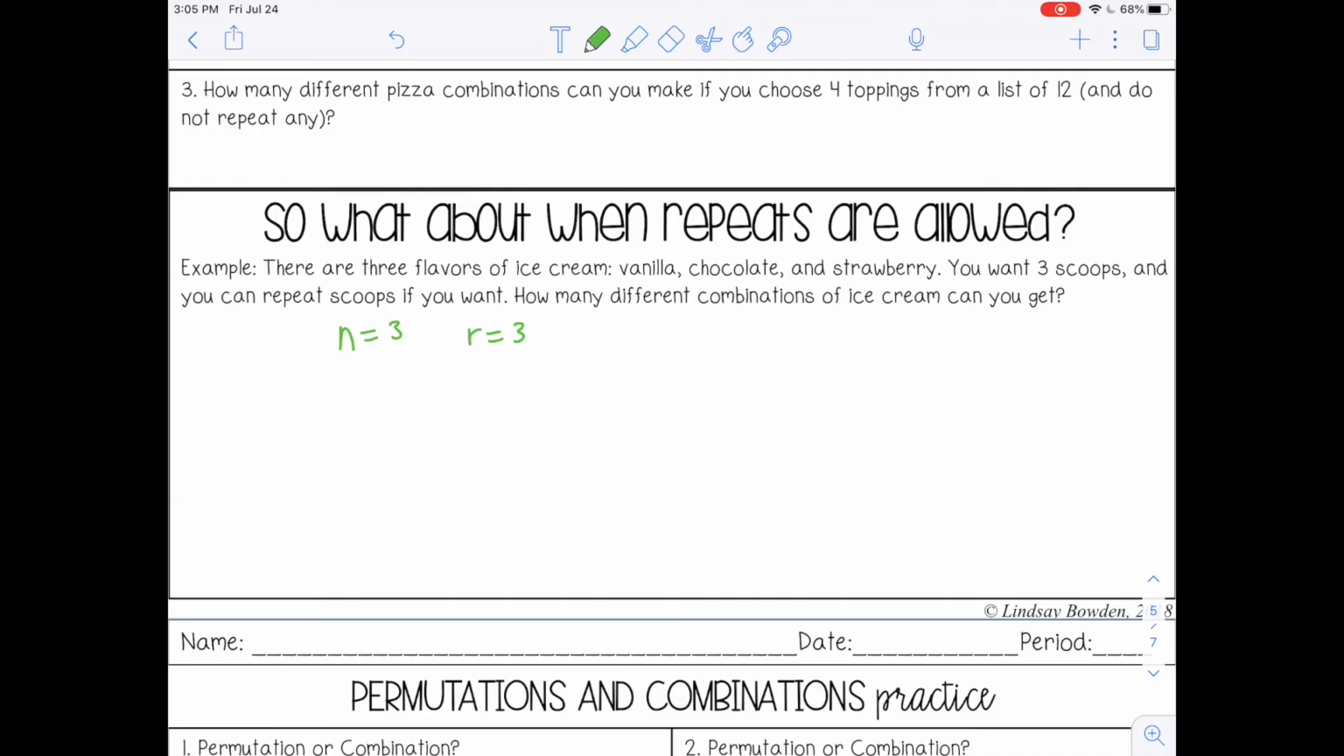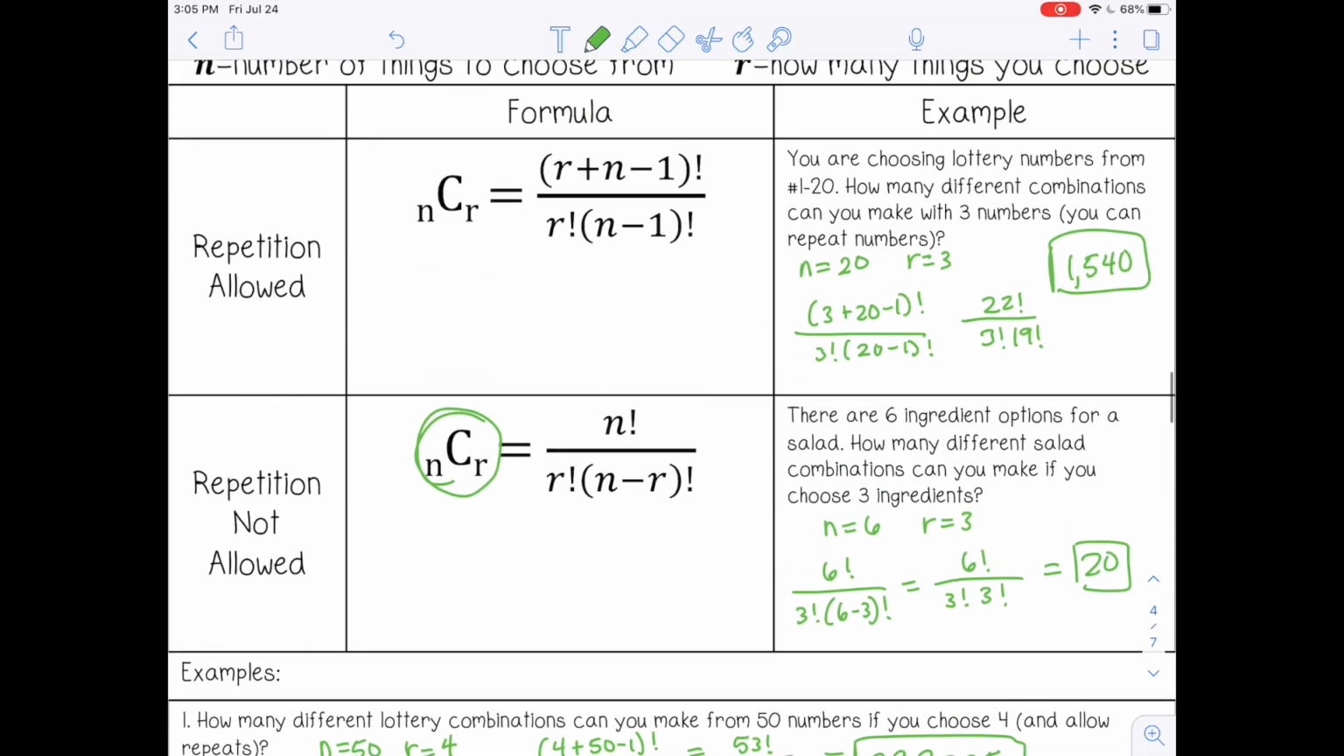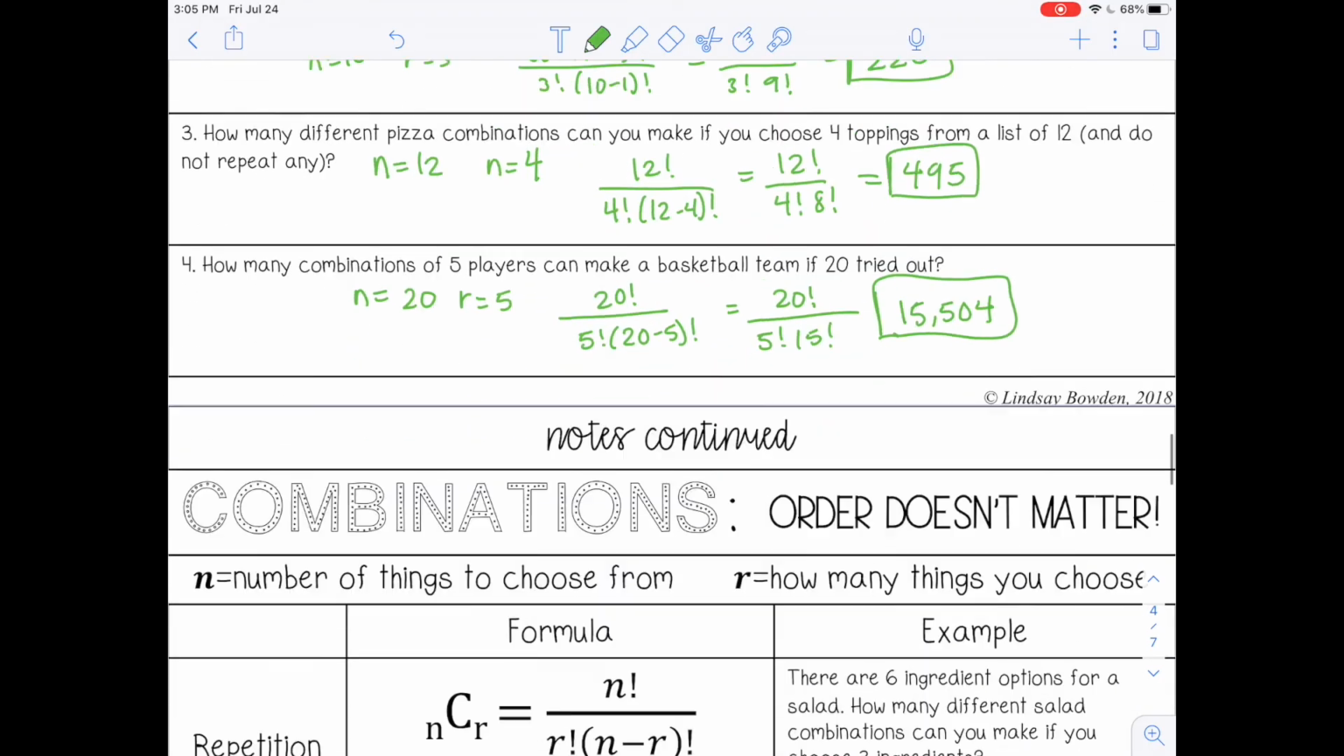So again, if you are using the formula, there is this long formula here, but you may or may not need that formula. If you can just list them out, you can do it that way without having to use the long formula. But if you do have larger numbers like the example I gave here, you do want to use the formula instead of listing out 1,540 different combinations. So let me show you how to do it without the formula.